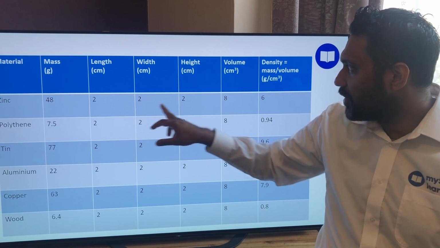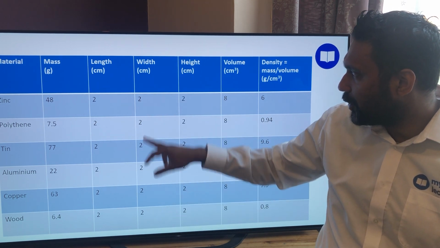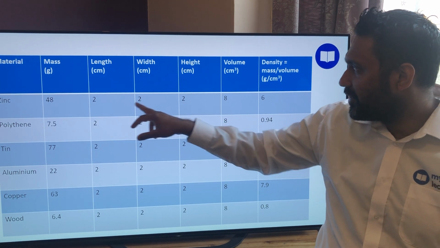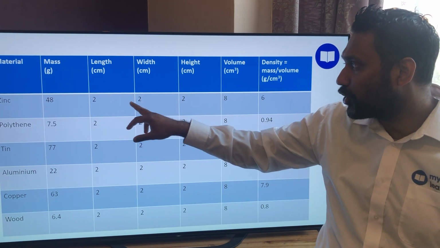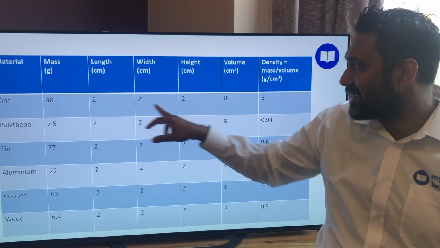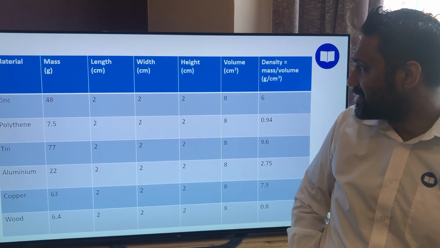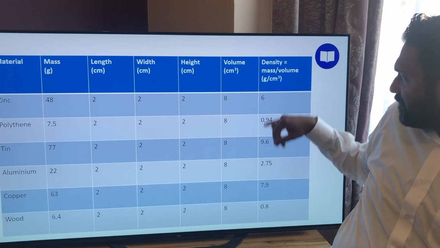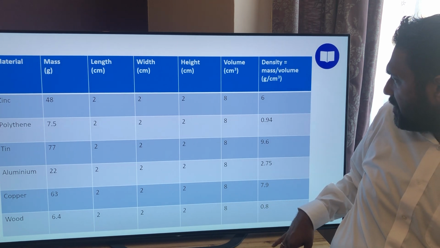So these were little cubes. You can tell they're cubes. Why? Because the length times the width times the height are exactly the same. So it's not a cuboid, sorry, it's an actual cube, because they're all the same three numbers. So the volume was 8 centimetres cubed. Now if you notice, all of these numbers, or most of them, are above 1.